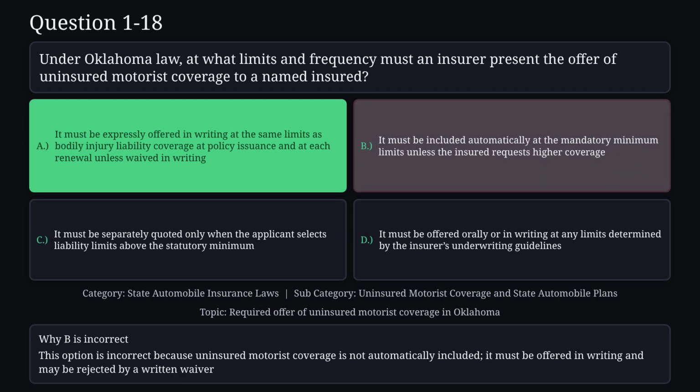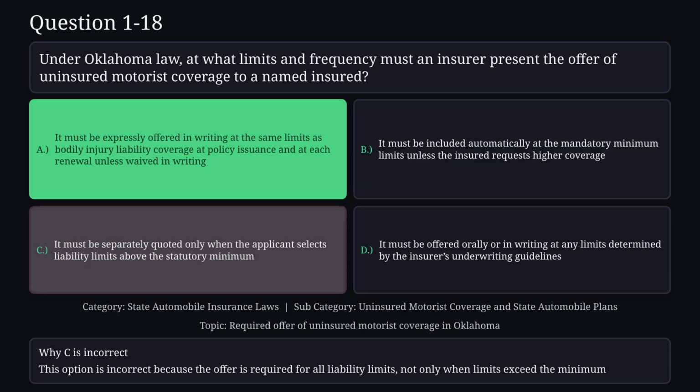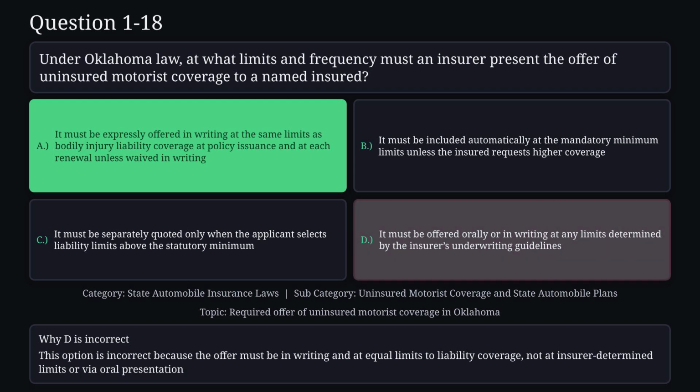Reason B is not correct. This option is incorrect because uninsured motorist coverage is not automatically included. It must be offered in writing and may be rejected by a written waiver. Reason C is not correct. This option is incorrect because the offer is required for all liability limits, not only when limits exceed the minimum. Reason D is not correct. This option is incorrect because the offer must be in writing and at equal limits to liability coverage, not at insurer-determined limits or via oral presentation.